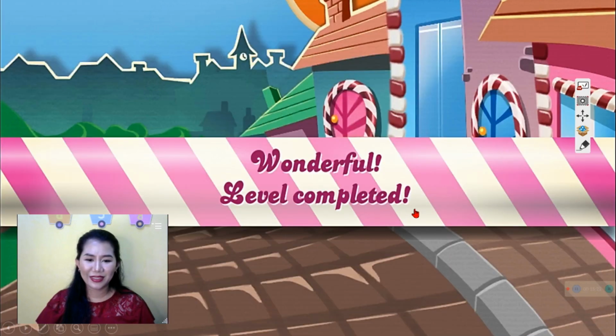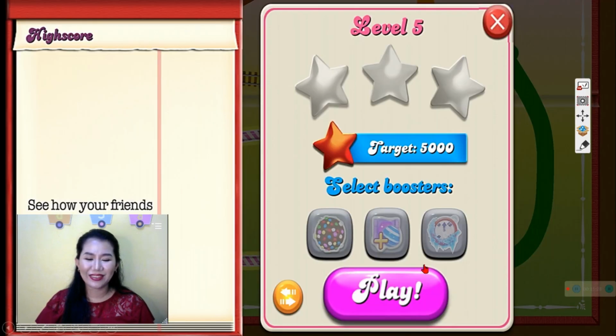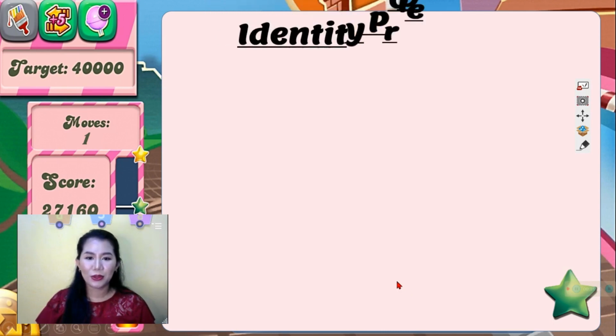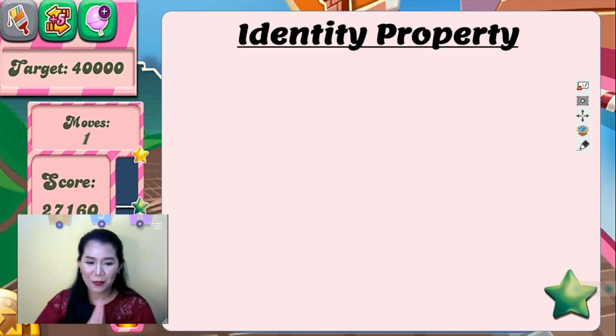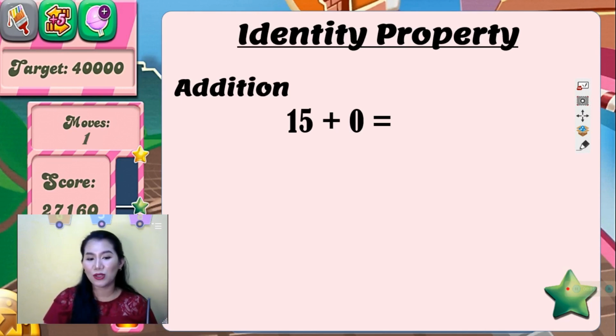Level completed. Okay, so let's proceed with level 5. Okay, so for level 5, right, so we're going to have identity property. Okay, so for identity property, we'll still have two things to consider. The first one is the identity property of addition. So for addition, it says here that for any integer, a plus 0 is equal to a.